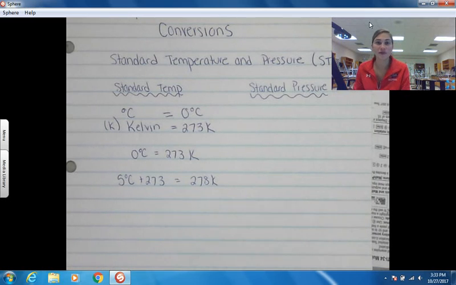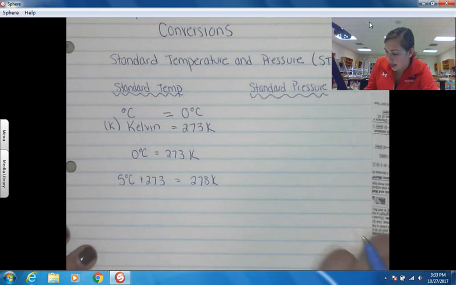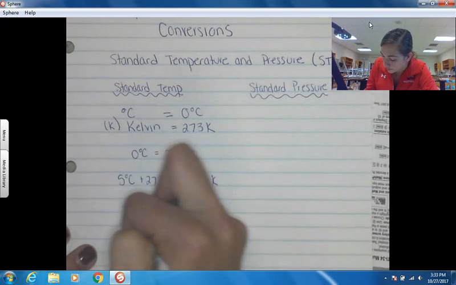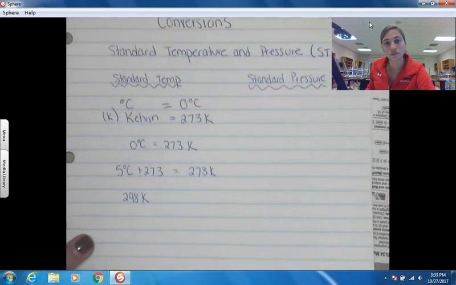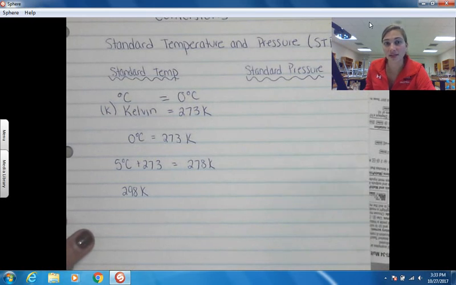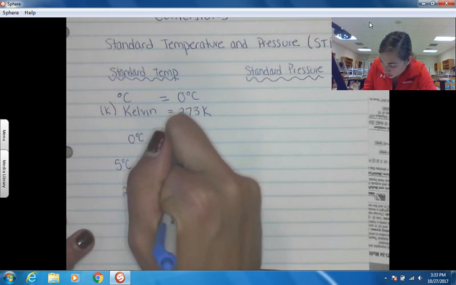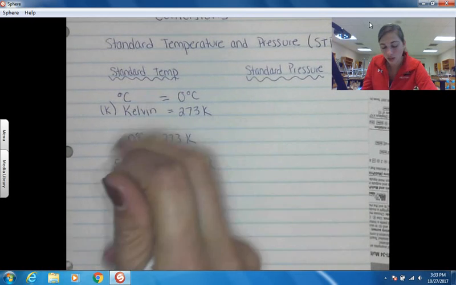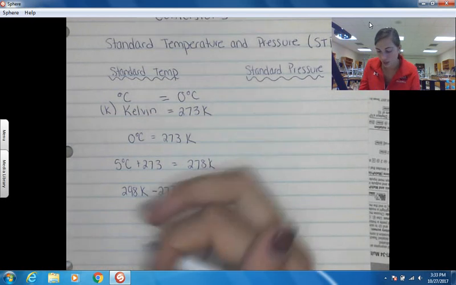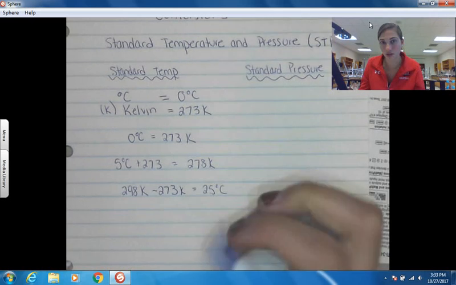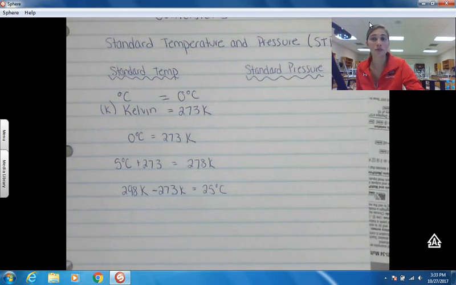Now, say if I gave you something in Kelvin and I asked for it in Celsius. Say I gave you 298 Kelvin, all right? And I wanted it in degrees Celsius. We would then subtract 273. So what we would do is 298 minus 273, and that would give me 25 degrees Celsius. So converting between temperatures is just a matter of addition and subtraction.